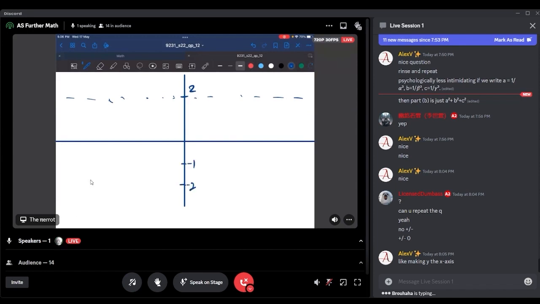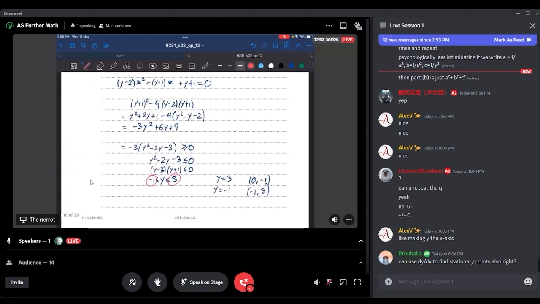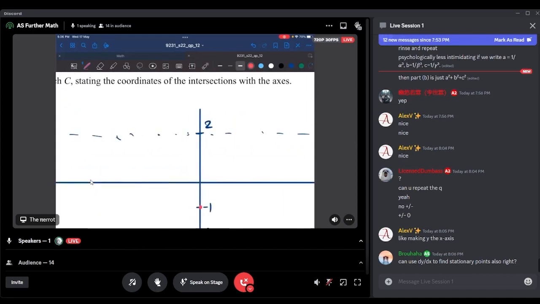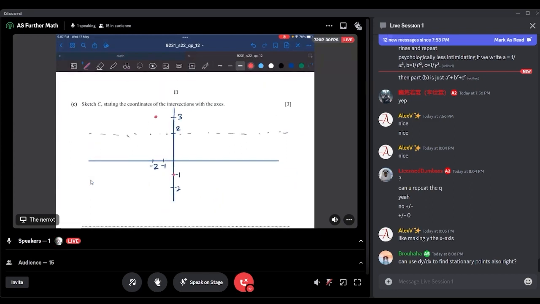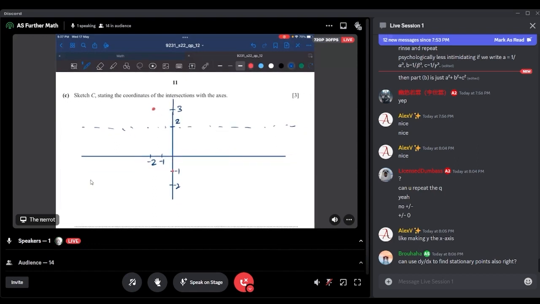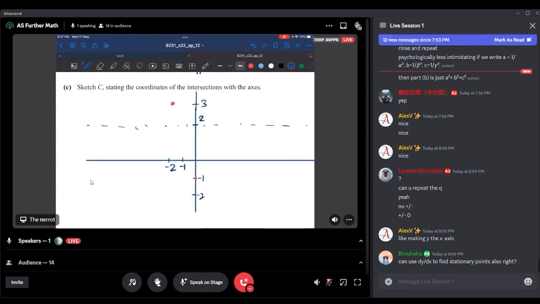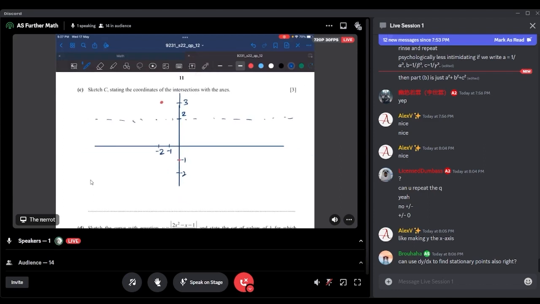So there should be a stationary point here. And then what's the other one? -2, 3. So -2, let's just say this is -2, and 3 should be up here, a bit above again. This is 3. There should be a stationary point here. Okay, all right. Actually, no, before that, I think it's best that we find the intersections to the x and y axis.